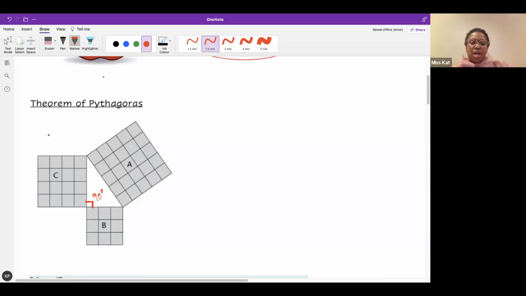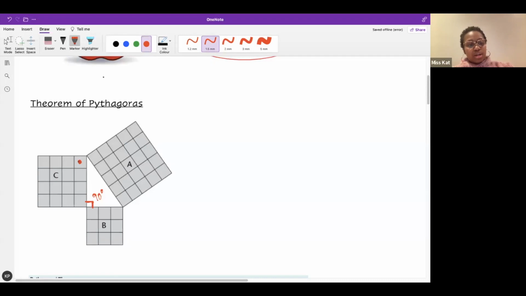When you have a right angle triangle, then the square of the two shorter sides added will be equal to the square of the hypotenuse. Remind me again, guys, what's the hypotenuse? The longest side. Thank you very much, Abu. So hypotenuse would be the longest side. So if you square the two shorter sides and you add them, it will equal the square of the longest side. So let's test if this is true.